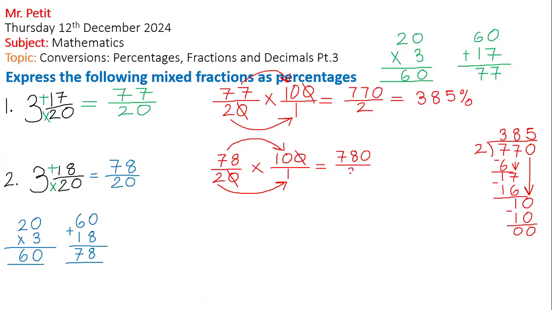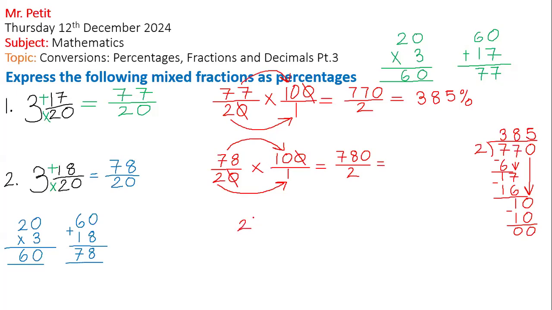Someone has a question? Go ahead. I was going to ask, you see how you have the 78 over 20 and 100 over 1? Is it possible that you can just cross out the 20, like 20 into itself is 1 and 20 into 100 is 5? Yeah, you're correct. And then it would still give you 390. You could still do that. So now we have 780 divided by 2.